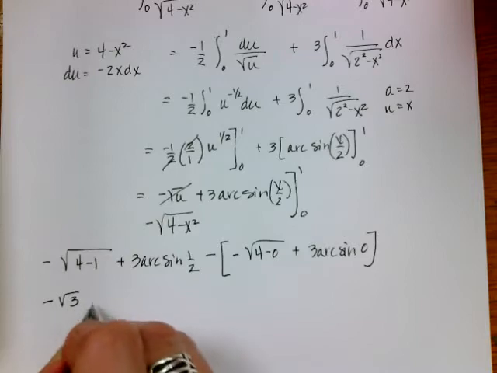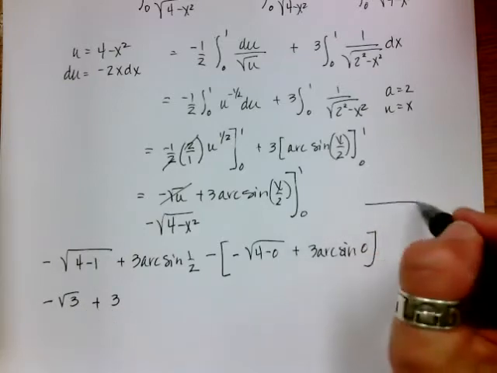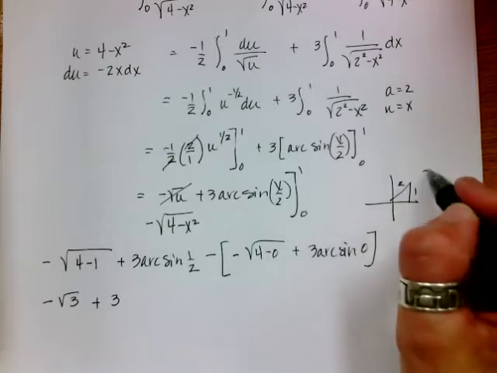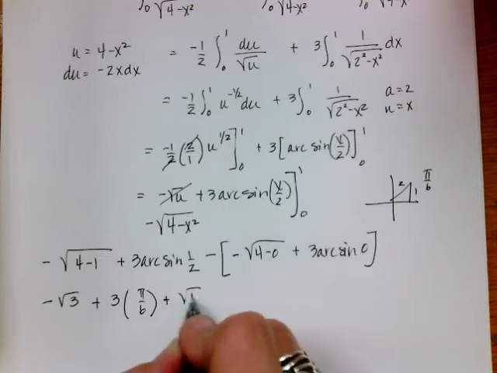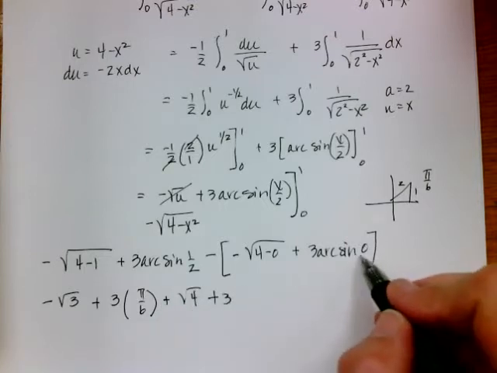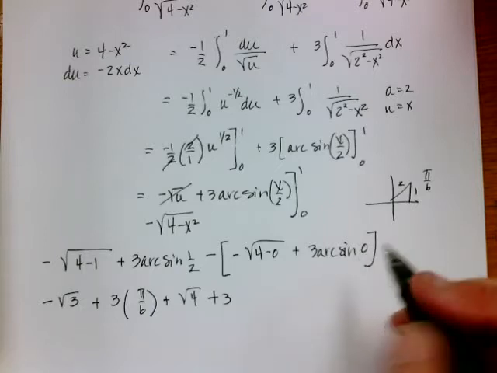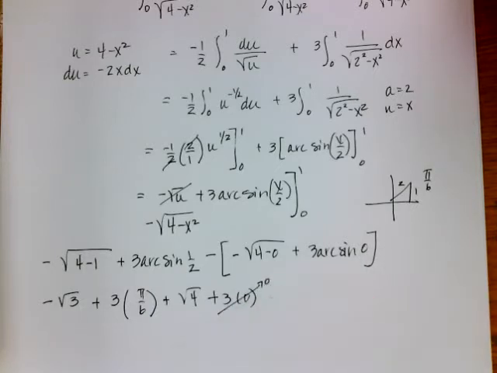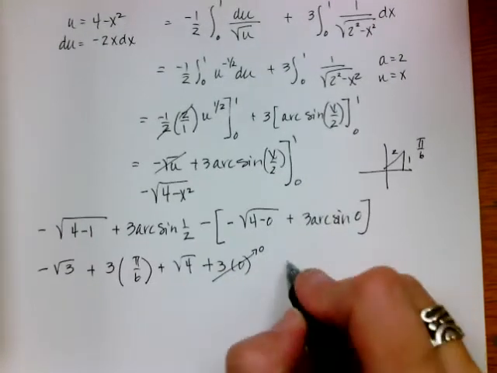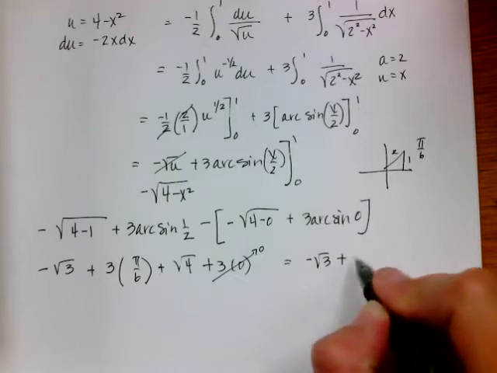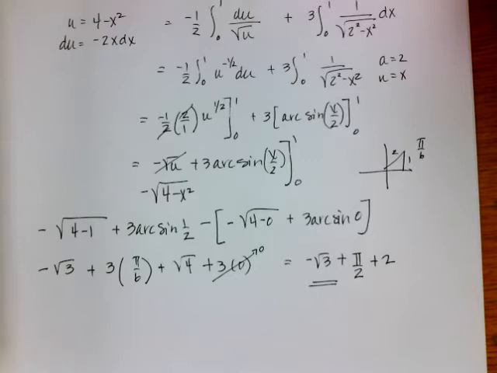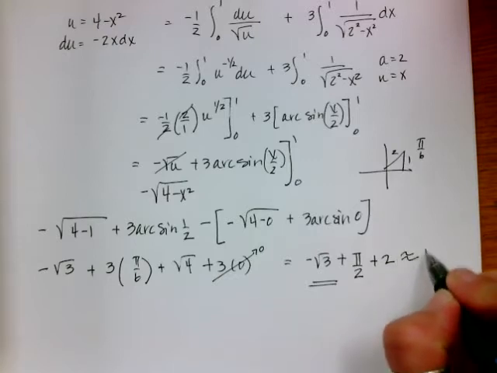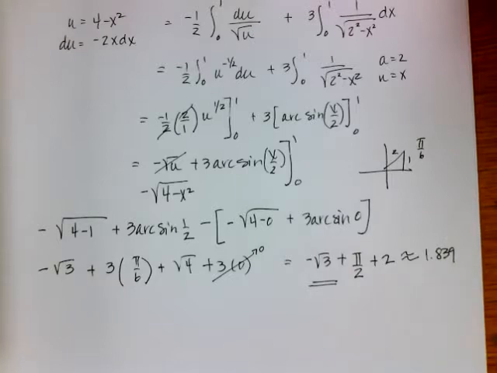So we have a negative radical 3 plus 3 times... if I think about where sine is a half, this is pi over 6, plus 3 times pi over 6, plus the square root of 4, and then plus 3 times... sine is 0 when the angle is 0, so this is times 0, so he goes away. Clean it up just a little bit more, and this is a negative radical 3 plus pi over 2 plus 2, and there's my answer. Now if I wanted to get a decimal, I could, and that would be equal to about 1.839. So there we go. Nice, handy dandy little trick.